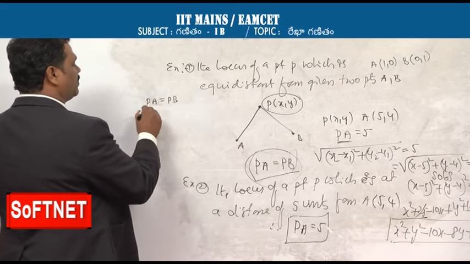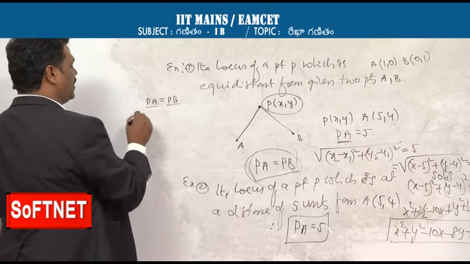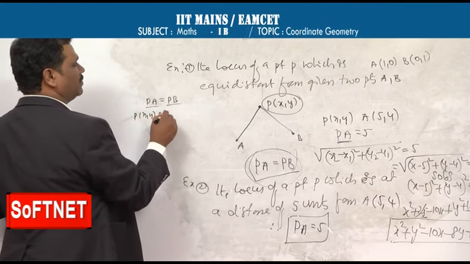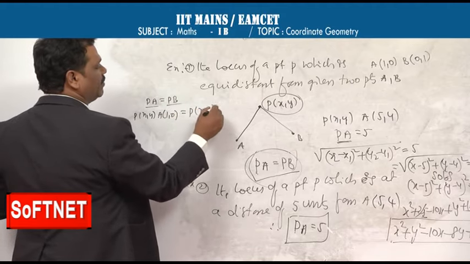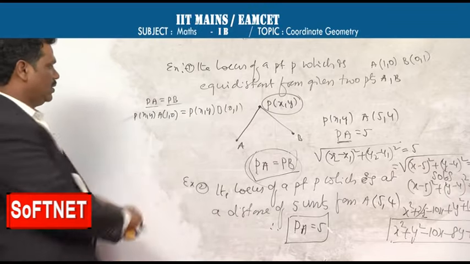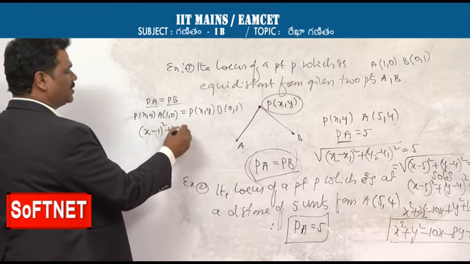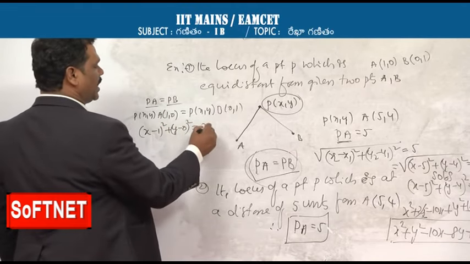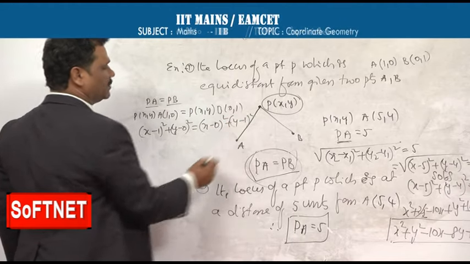We get the distance between 2 points, PA and PB. Here P is x, y, A is 1, 0, and again P is x, y, B is 0, 1. The distance between 2 points: x minus 1 whole square plus y minus 0 whole square equal to x minus 0 whole square plus y minus 1 whole square.